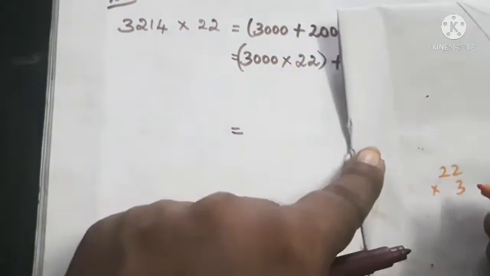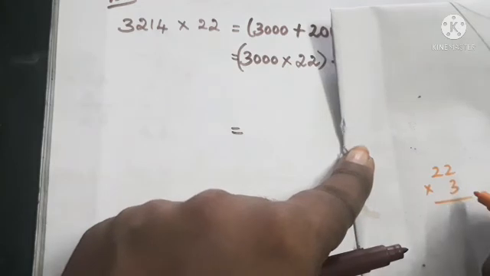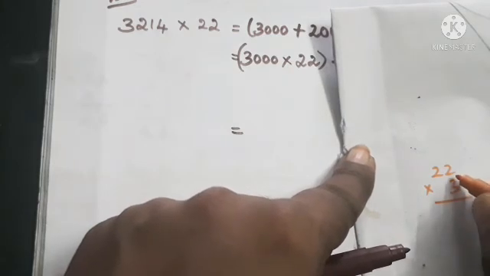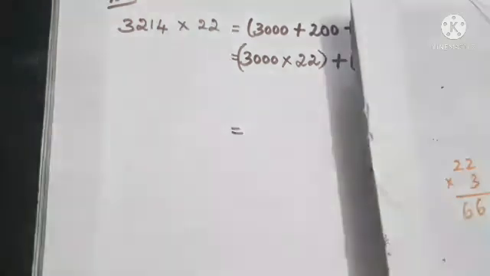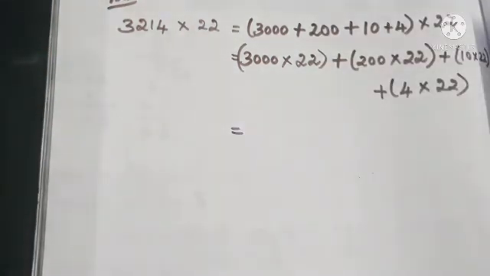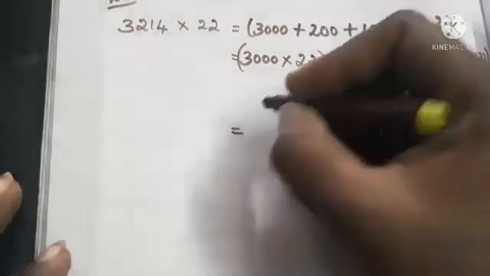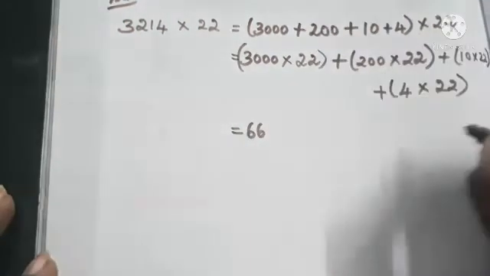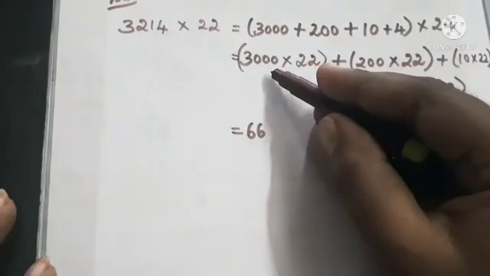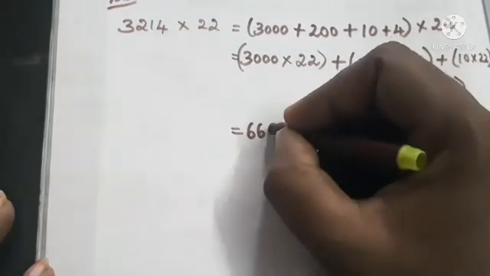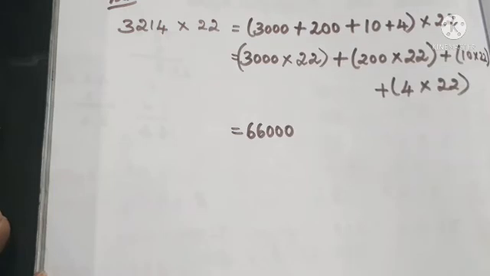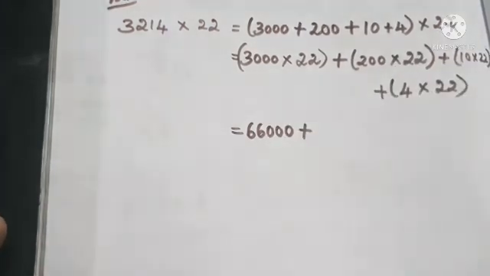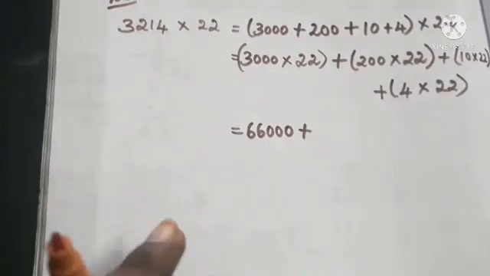So 22 into 3. First we multiply the 3 by the ones place, that is 3 into 2. 3 2s are 6. Likewise, next 3 into 2, 3 2s are 6. So we got 66 as the answer. We can write the 66 here, and at the back of the 3000 how many zeros are there? Yes, 3 zeros. That 3 zeros we place at the back of 66. Now we got 66,000. So plus, put the plus symbol.